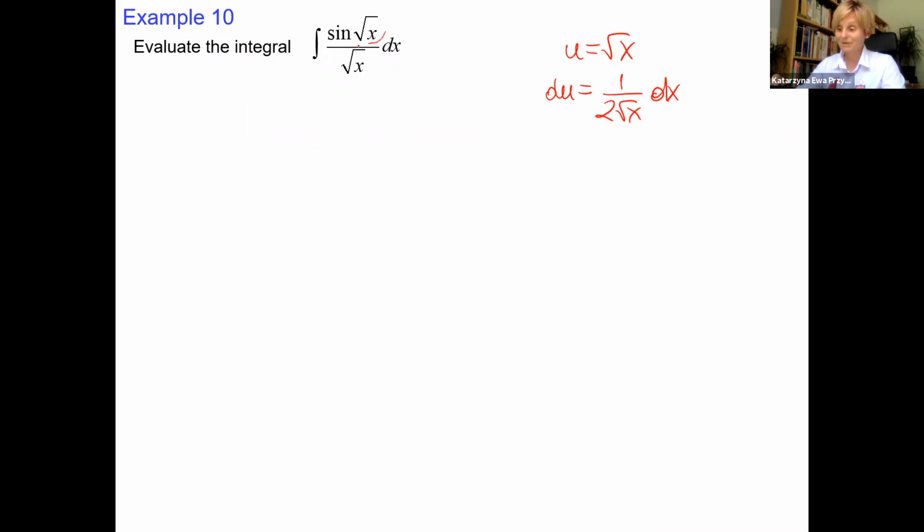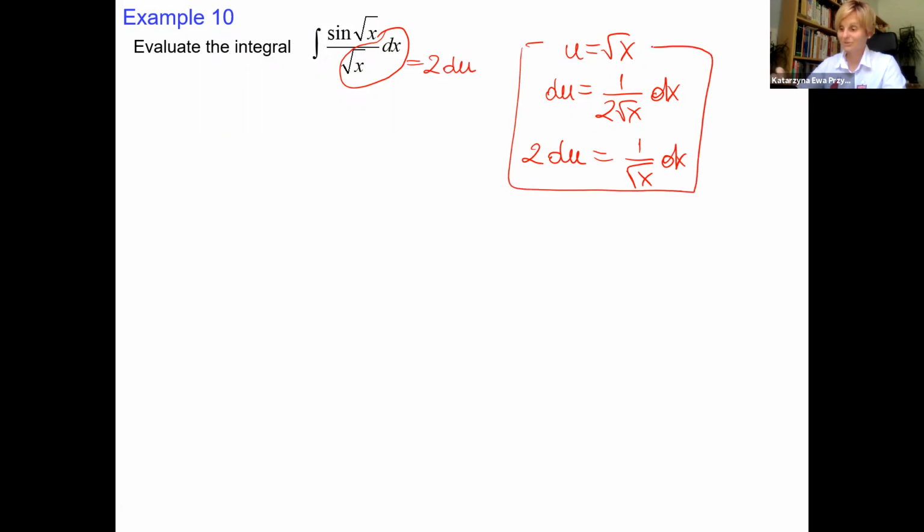And it's nice because we see dx over square root of x. That part can be canceled out, but we don't have the 1 half. I will multiply by 2. And now 1 over root x dx will be 2 du. We managed to do this.